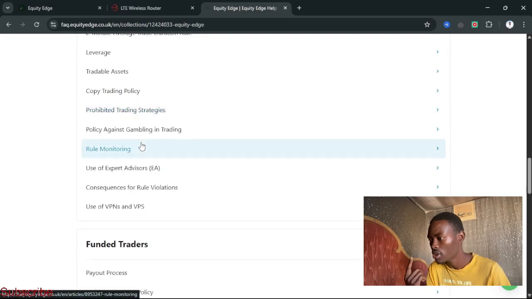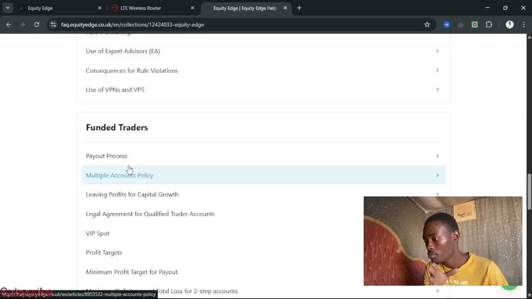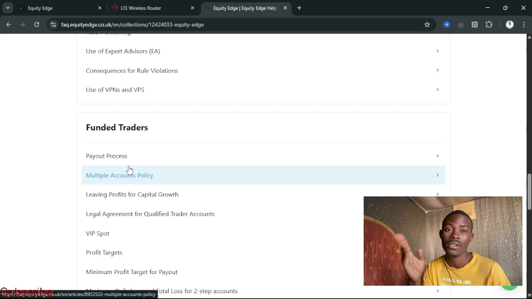There's a 2-minute rule, the one that says you must not place a trade within 2 minutes before or after the high impact news. I'm going to make a video explaining that rule. That one is very tough.